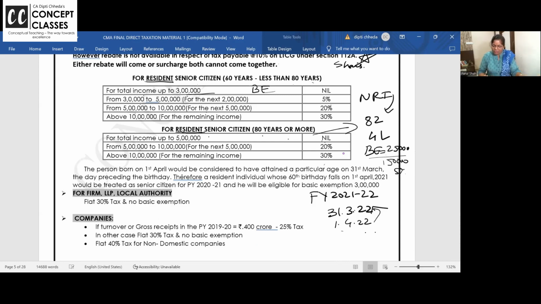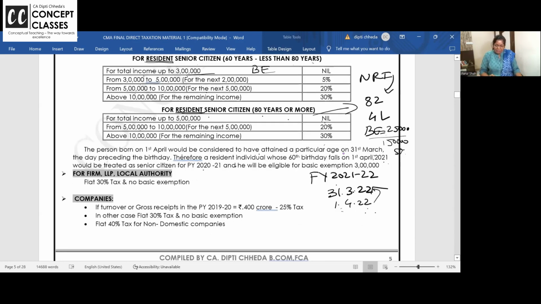So the person born on 1st April would be considered having attained the age on 31st March, the preceding day. Therefore, if your 60th birthday falls on 1st April 2021, you would be treated as senior citizen for 2021. Same way, I took 1st April 22. So 21 and 22 only you will be said to have seniority. Clear? Right. Partnership firm, LLP, they are paying flat.